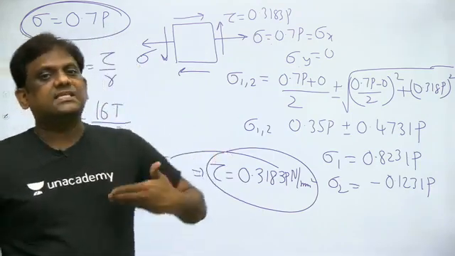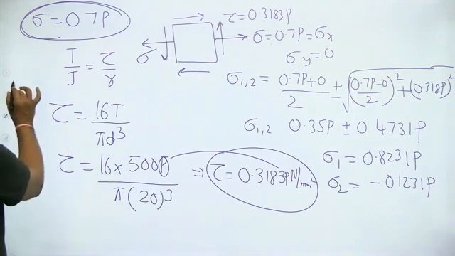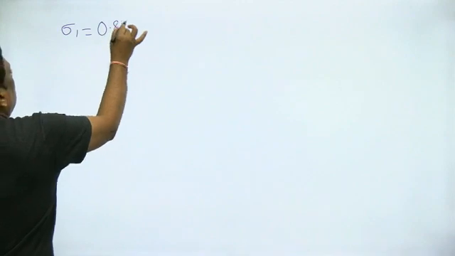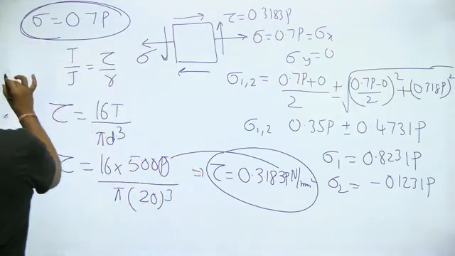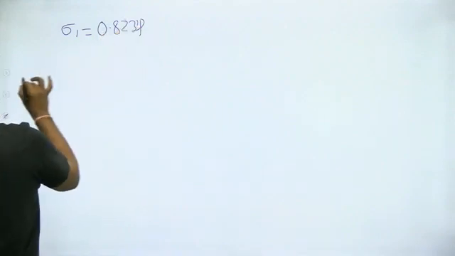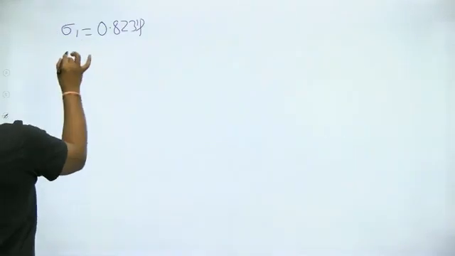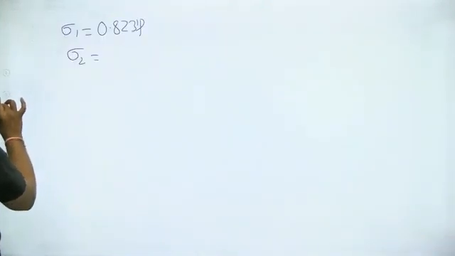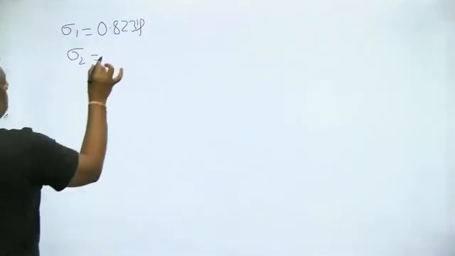I repeat, he is asking according to distortion theory. One second please. Sigma 1 is 0.8231 p, let me check, and sigma 2 is minus 0.1231.